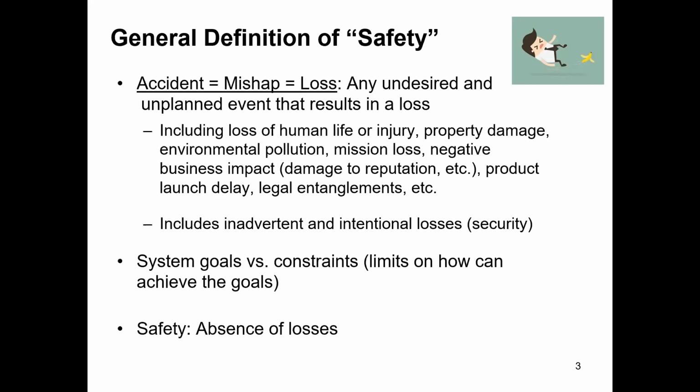System goals, let me explain the difference. There are certain goals of your system, and there are also constraints or limits on how you can achieve those goals. Safety is usually a constraint on how you achieve your general goal. There are a few systems whose goal is safety, for example, air traffic control, but most of the time safety is a constraint. And finally, safety itself, I define very simply as just absence of losses.